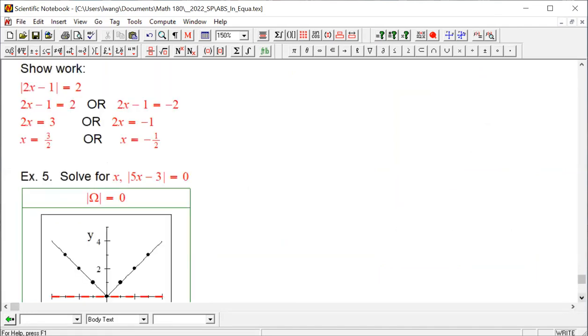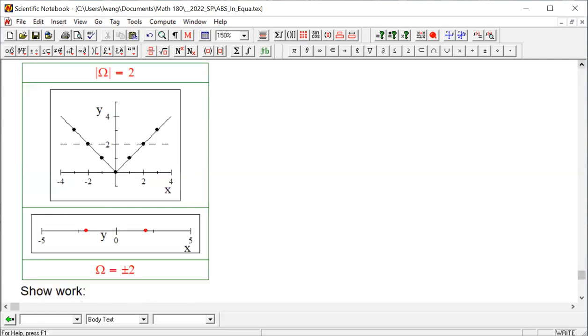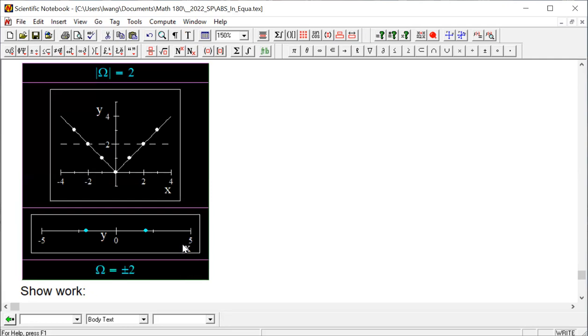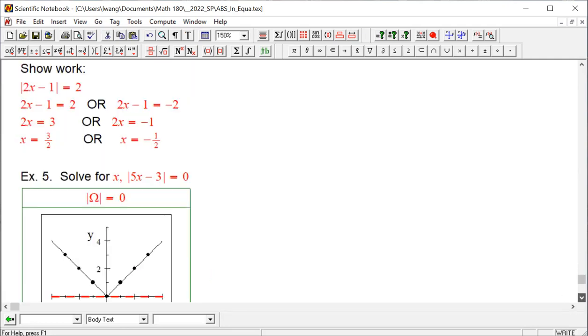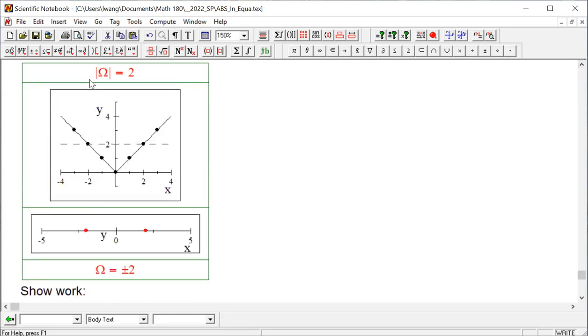In the following examples, suppose the absolute value of 2x minus 1 equals 2. In that case, our omega is 2x minus 1. So we just use this model. We know there are 2 solutions. We just have to set 2x minus 1 equals 2 or 2x minus 1 equals -2 and solve these two equations, so we get 2 solutions.